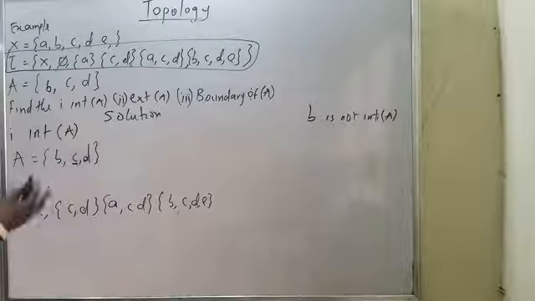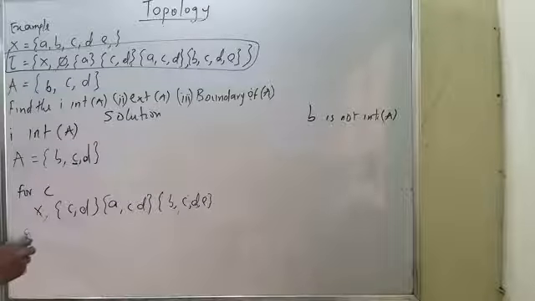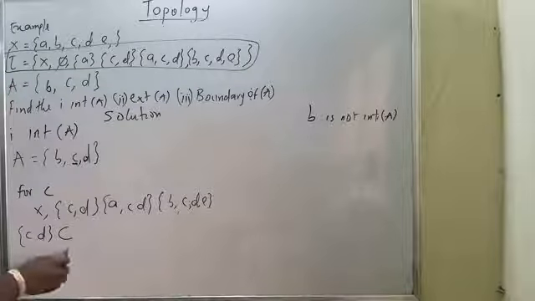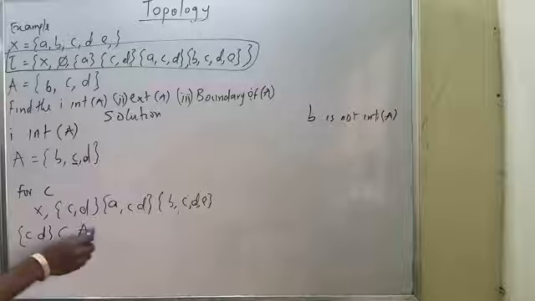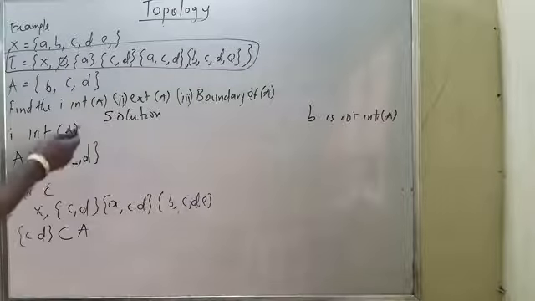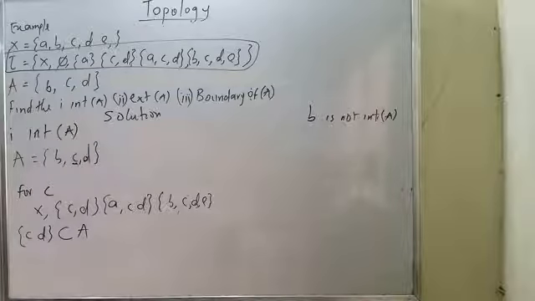Let me neglect X and move on to this one. For CD, is it a subset of A? C, is it a subset of A? D, is it a subset of A? Yes, it's a subset of A, because CD is in A. Therefore, it's correct. I'll move on to the next one.